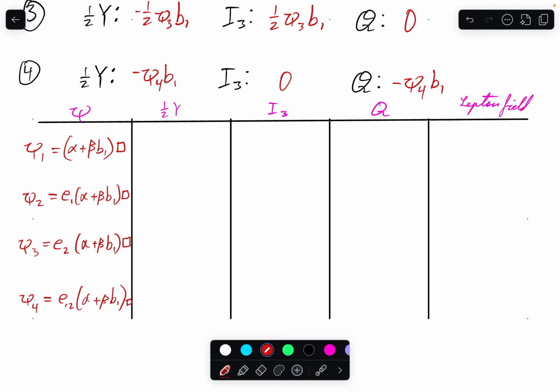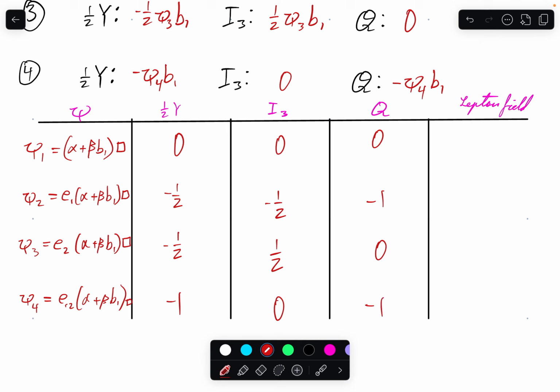We saw that this took a 0, then a minus 1/2, then a minus 1/2, and then a 0, then this took a minus 1. For isospin, this took 0, this took minus 1/2, this took positive 1/2, this took 0. For charge, this took 0, this took minus 1, this took 0, this took minus 1.